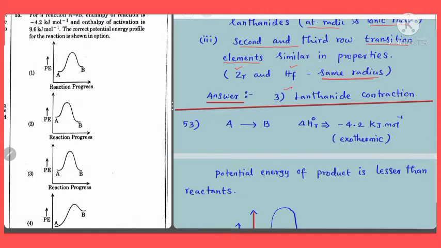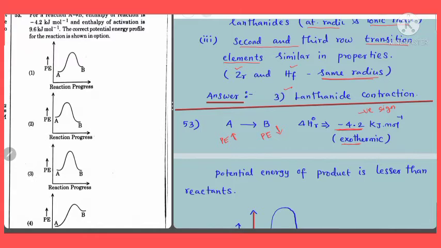and the enthalpy of reaction is given as minus 4.2 kilojoules per mole. Now look at the enthalpy of reaction. It has a negative sign, isn't it? The negative sign indicates that this reaction is exothermic in nature, which means when product B is formed from A, there is a liberation of heat. Therefore the potential energy of product B is less compared with the potential energy of reactant A. Reactant A has greater potential energy because of the exothermic nature. When A becomes B, the potential energy decreases.